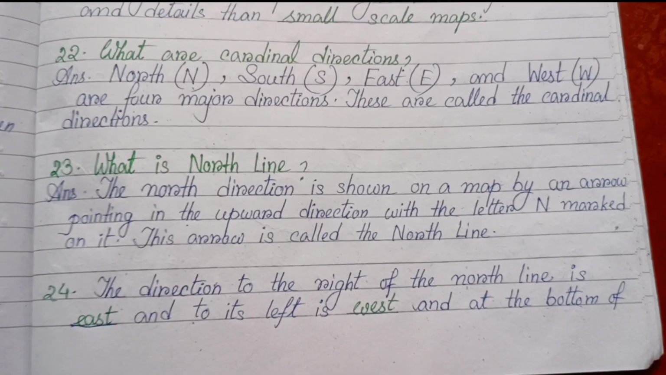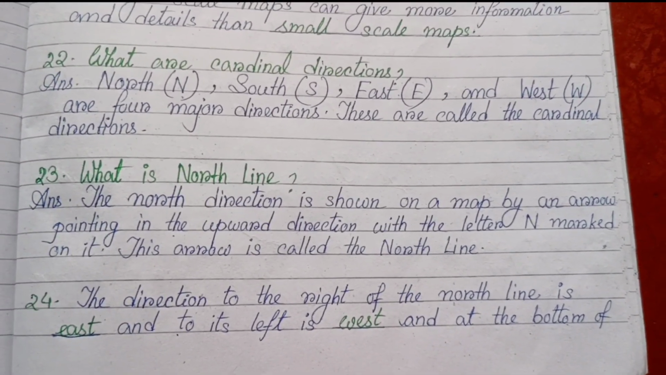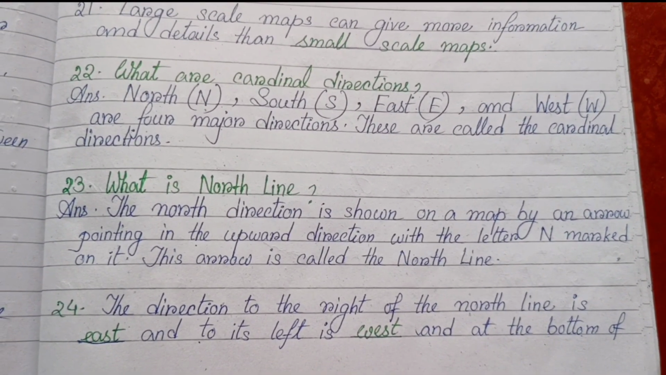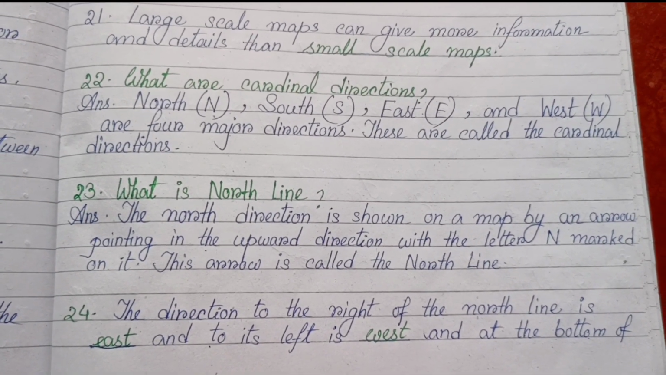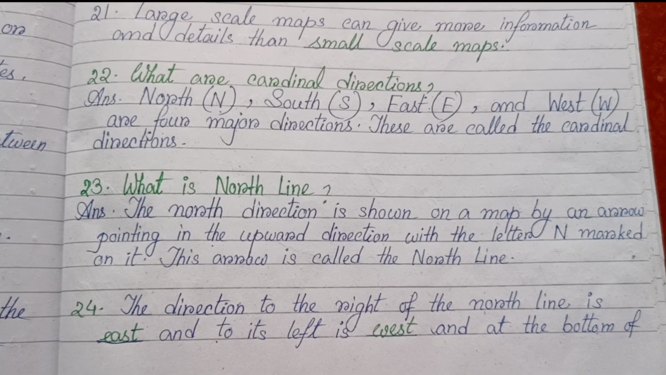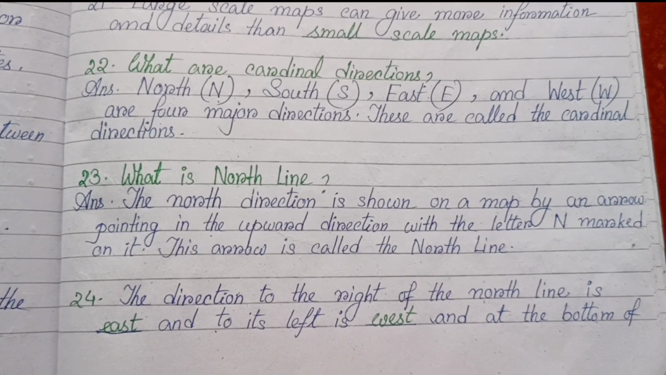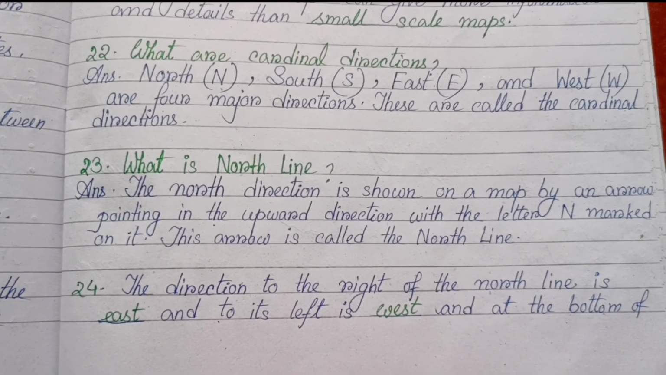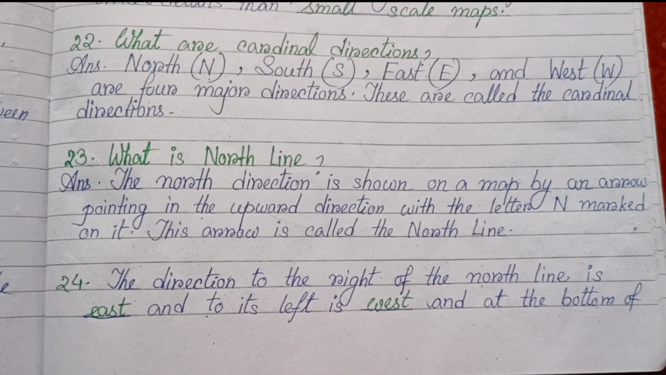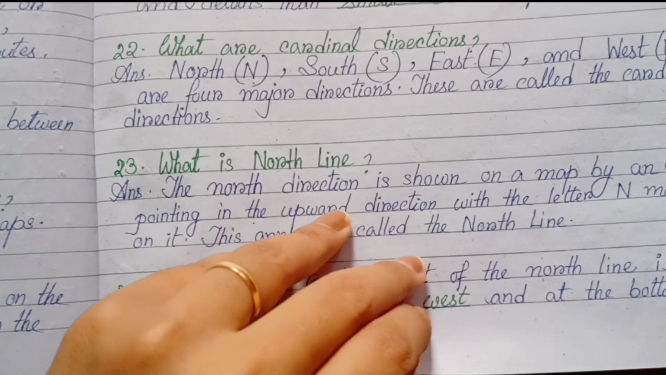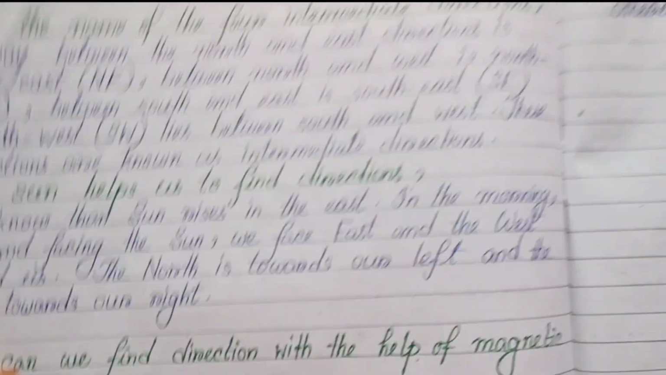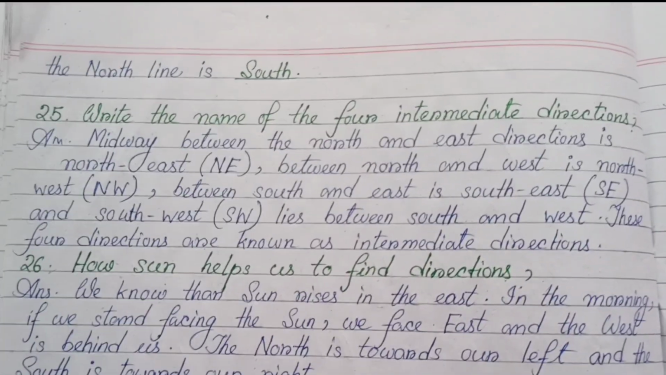Number 23, what is north line? The north direction is shown on a map by an arrow pointing in the upward direction with the letter N marked on it. This arrow is called the north line. 24, fill in the blank. The direction to the right of the north line is east and to its left is west, and at the bottom of the north line is south.